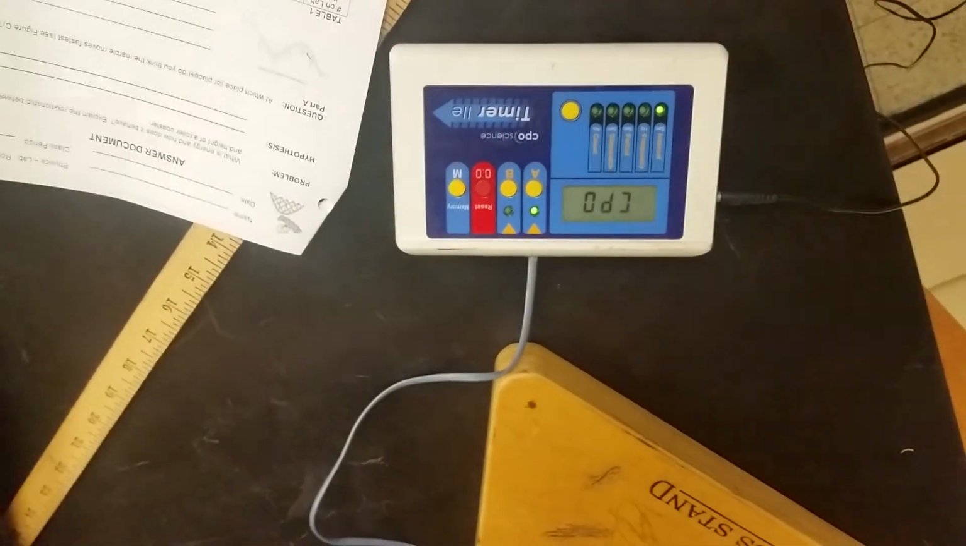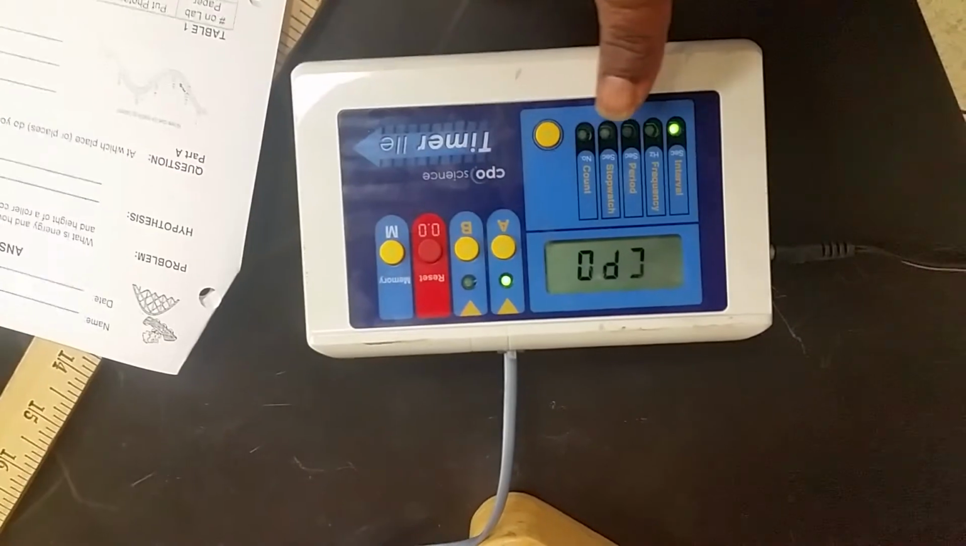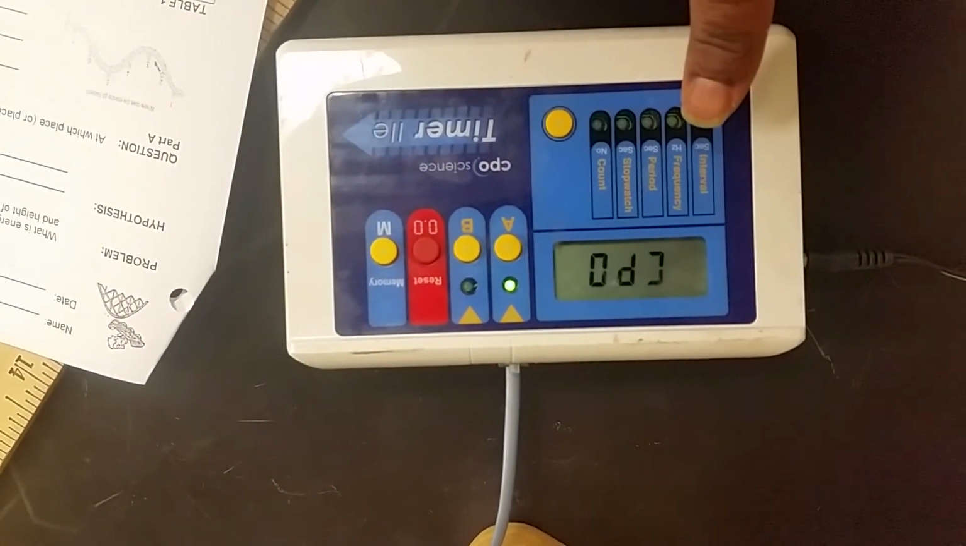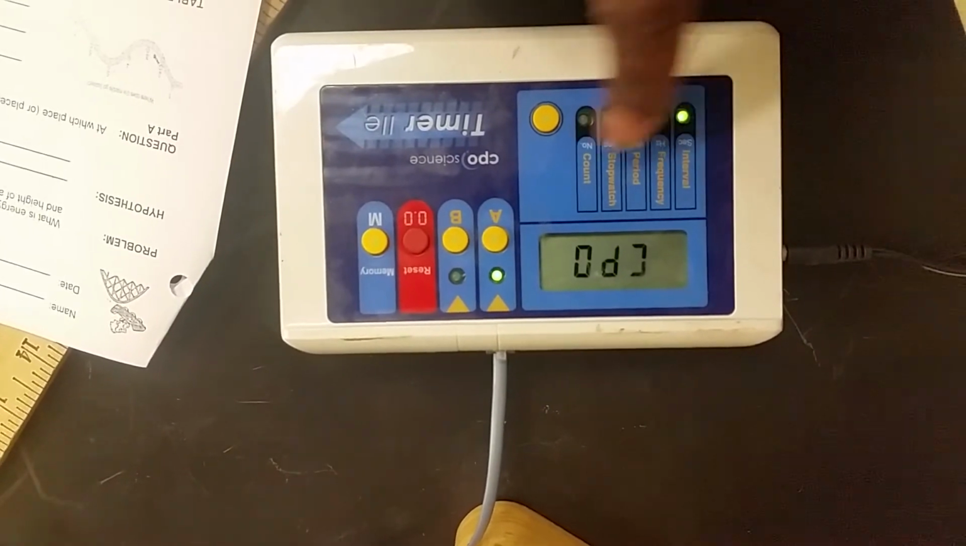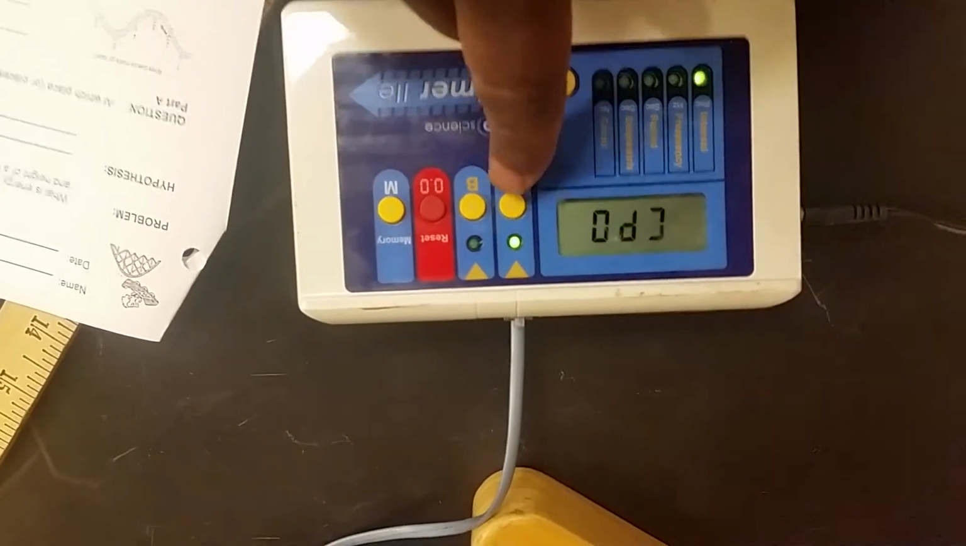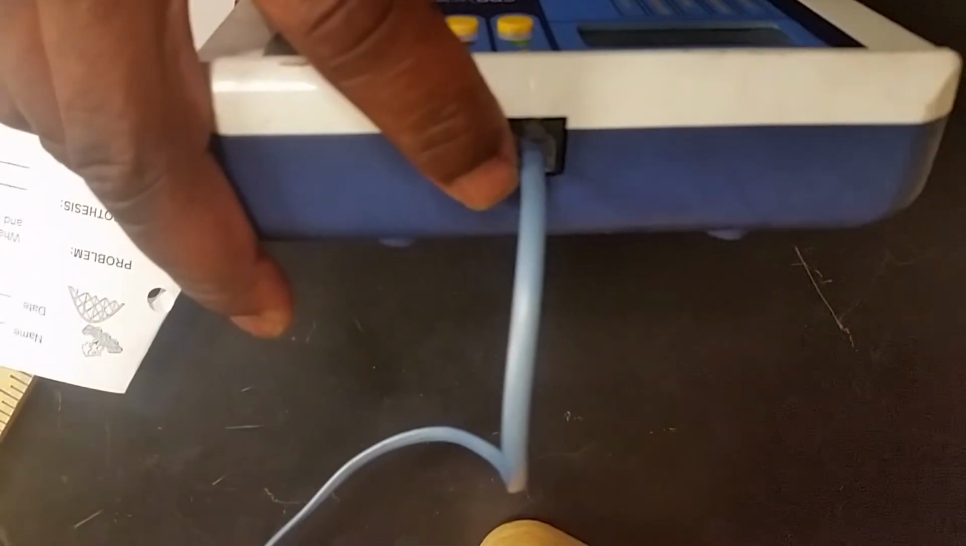Now I got my photo gate connected. Notice here my power supply is there. I want my box to be on the interval mode, not the other modes right here. So make sure this is only the first light that's there. I want my photo gate on A. So I have it connected to my A, which is the first slot right here.